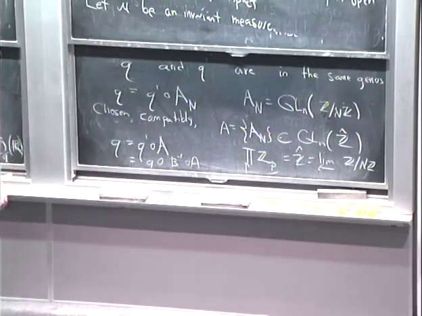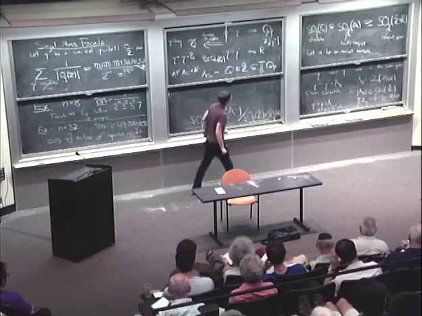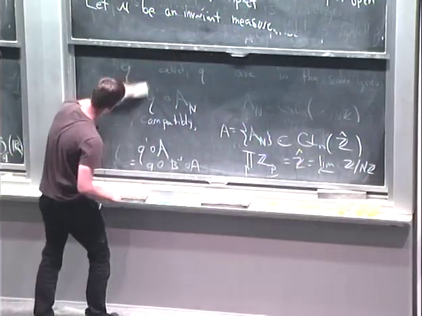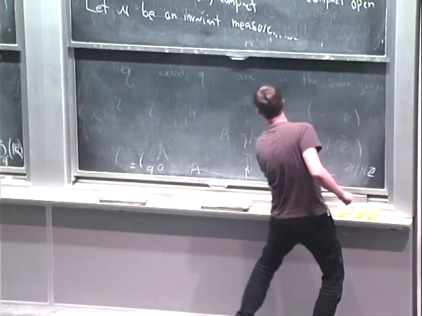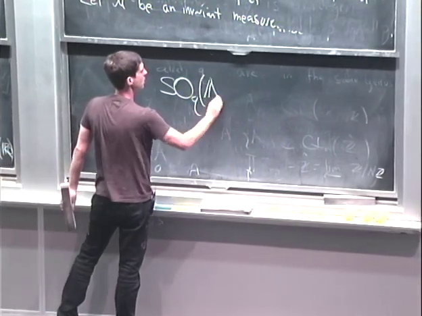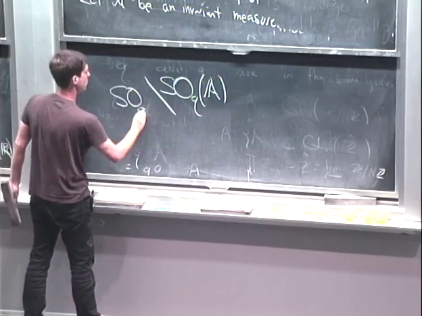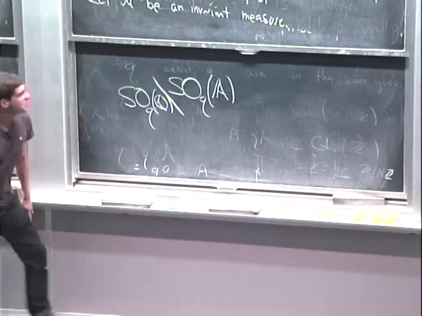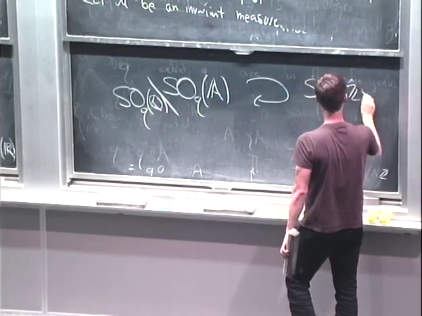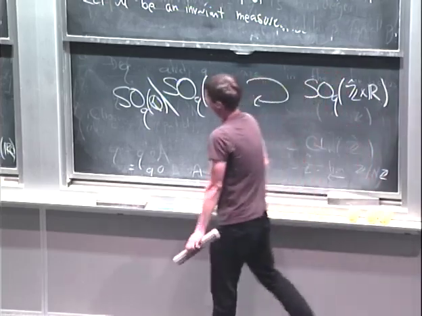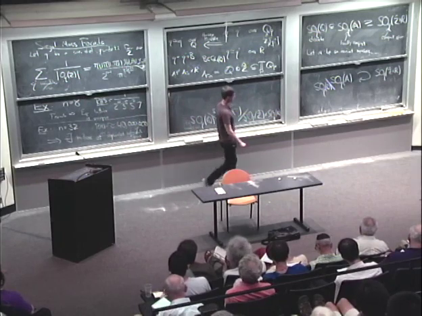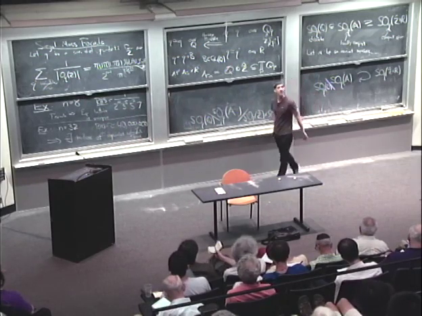So mu, I can think of it as a measure on SO_Q of the adeles, but it descends to a measure on the quotient of SO_Q of the adeles by this discrete subgroup. So let's consider just the set of left cosets, SO_Q of the adeles modulo SO_Q of the rational numbers. And this is acted on by a compact group, namely SO_Q of Z hat cross R. We're trying to count how many double cosets there are. Those can be identified with the orbits of this group action.